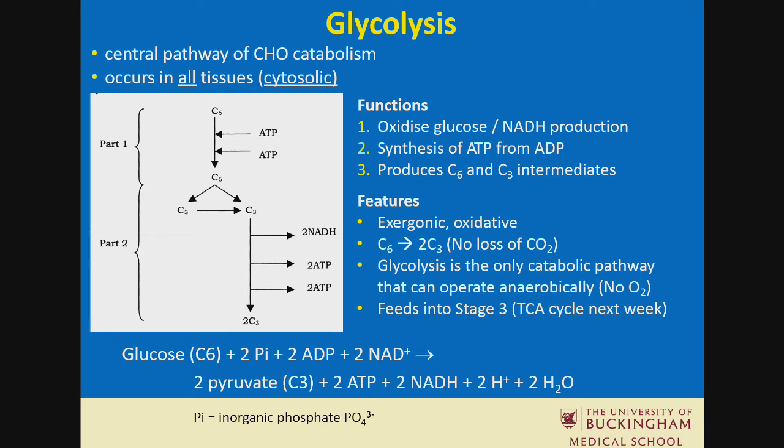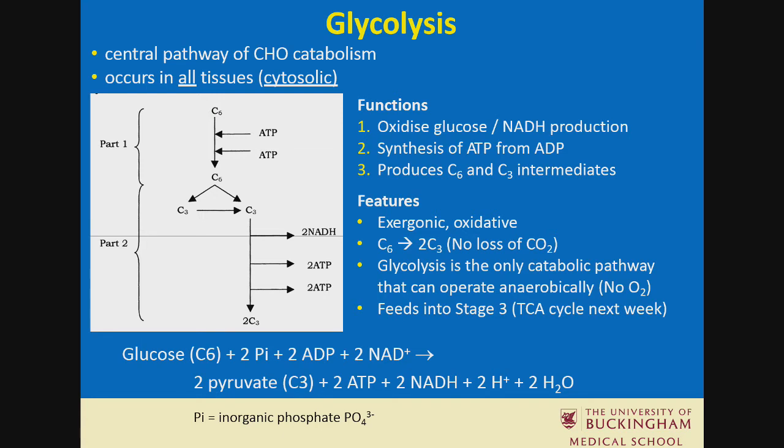Things to look out for is that this is an exergonic process, as catabolism is. It's releasing energy. It's oxidative in terms of the glucose being oxidized to allow us to produce the reducing power of NADH. The carbon is preserved. What I mean by that is we're going to start off with a carbon-6 molecule, a molecule that contains 6 carbon atoms, and we're going to end up with 2 molecules that contain 3 carbon atoms, and that's still going to be retained within the cell. We're not going to lose any carbon dioxide.